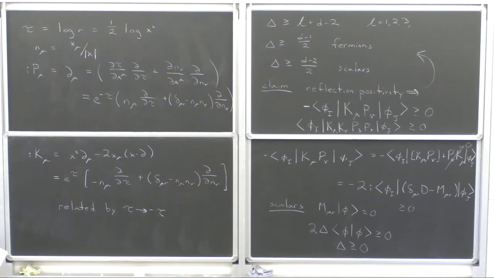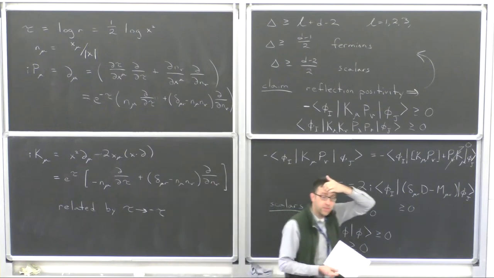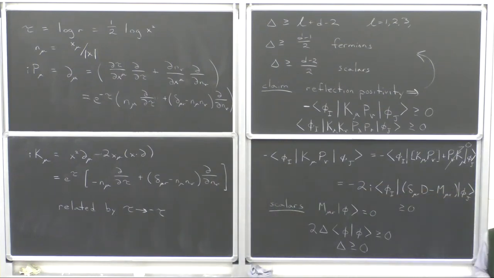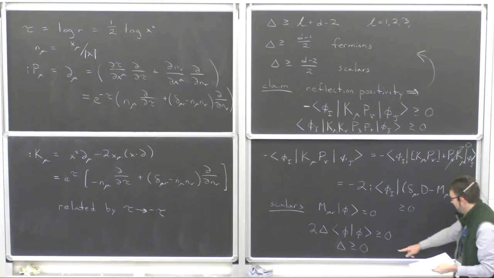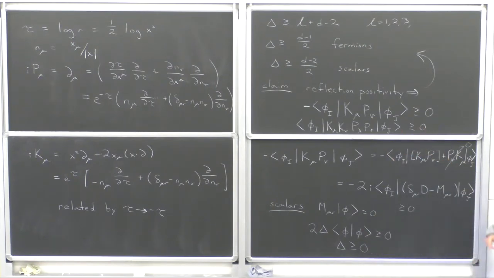Oh, wait a second. What about the fact that I wanted to show that it was greater than (d minus 2) over 2? What happened? Anyone know this already? I'm just curious. Why did I get greater than or equal to zero? I wanted (d minus 2) over 2. Do people know the answer to this?